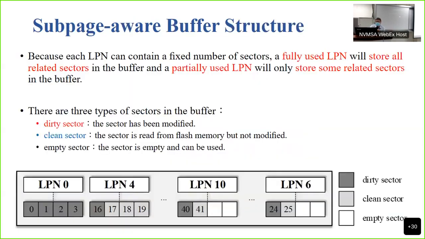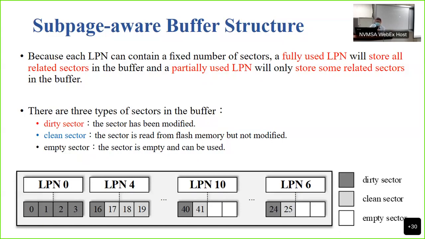Okay, so here we will have a buffer. In the buffer, because each LPN could contain a fixed number of sectors, we may have a fully used LPN. A fully used LPN means it stores all related sectors. For example, LPN10 is a fully used LPN. Another type we will call a partially used LPN, which stores only some related sectors. So LPN4, LPN10, and LPN6 are partially used LPNs.